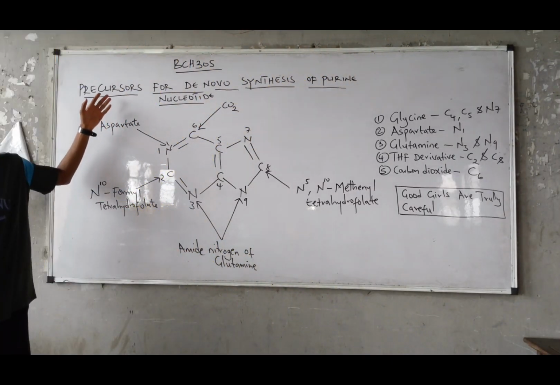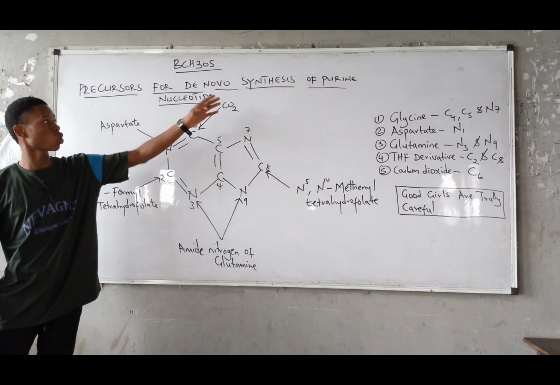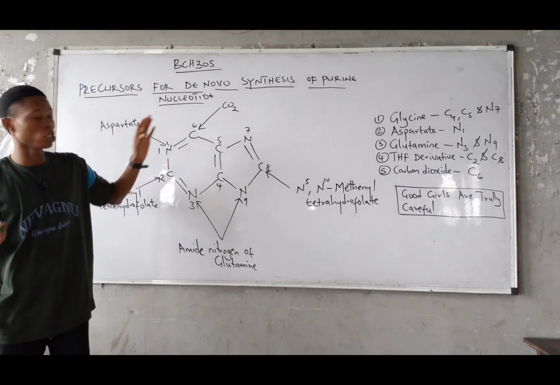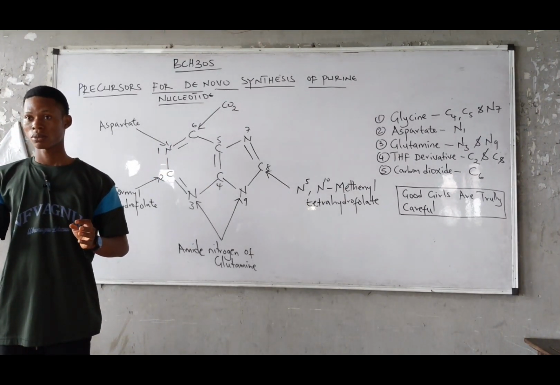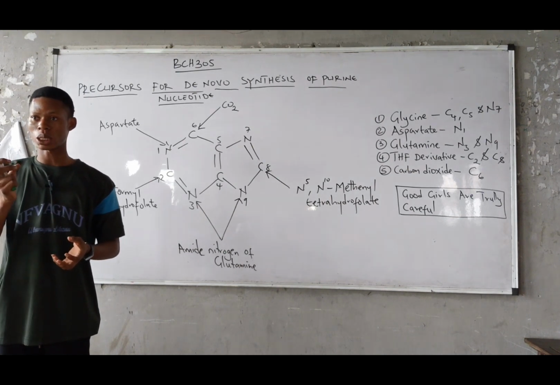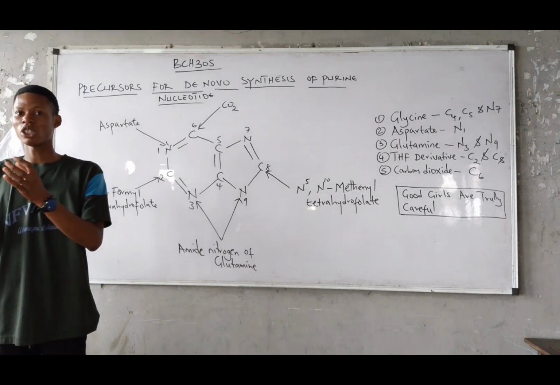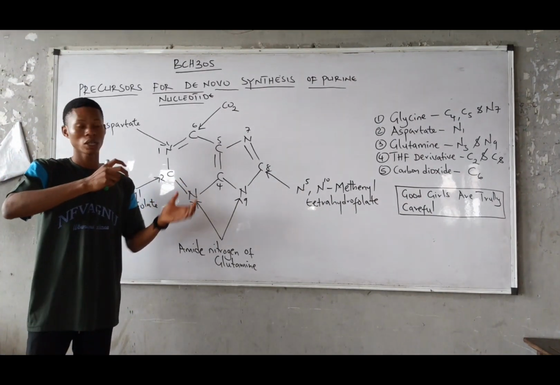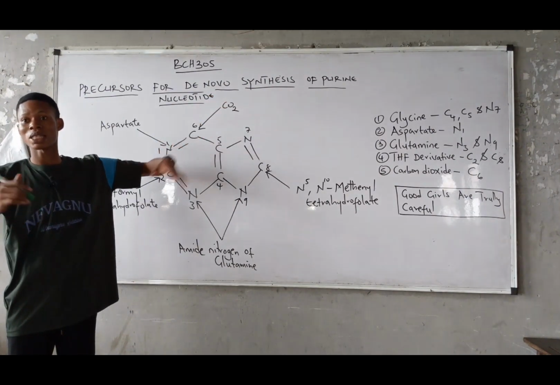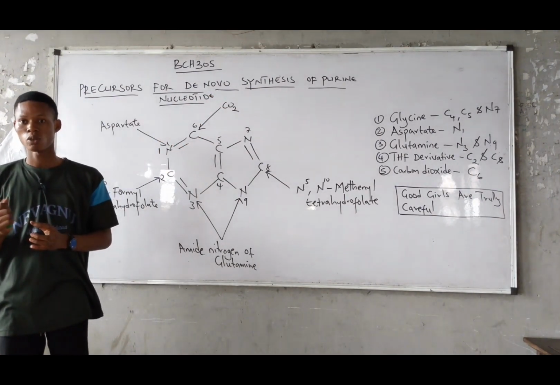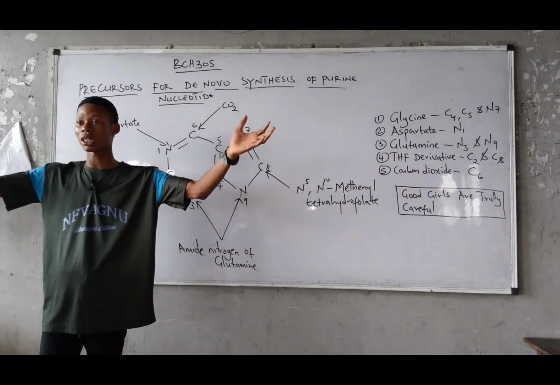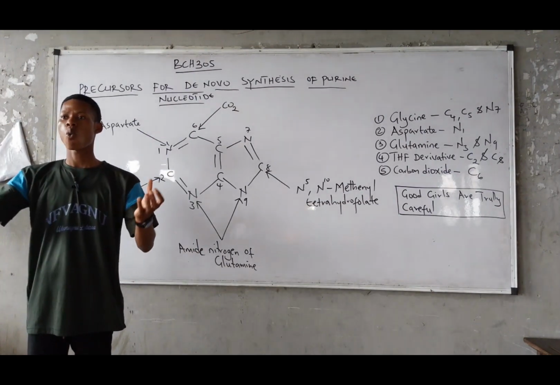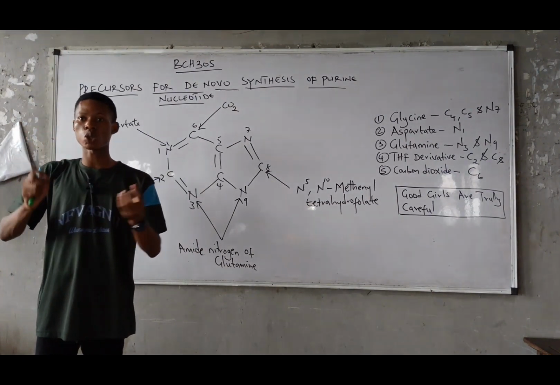Alright, so we'll be looking at precursors for de novo synthesis of purine nucleotide. We already know what purine nucleotide is, right? Good. Nucleotide containing purine bases. Now, what do we need? De novo means from scratch. We want to synthesize it anew. We are synthesizing it from the beginning. We are not taking amphibolic substances or substances from the cell. We want to synthesize our own from scratch. So what do we need and where do we get those things we need to synthesize them from?